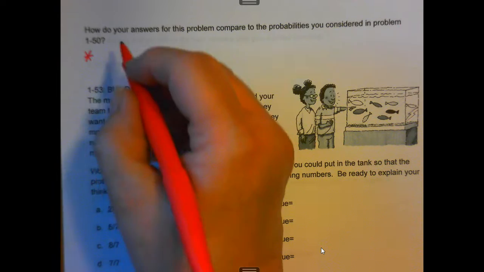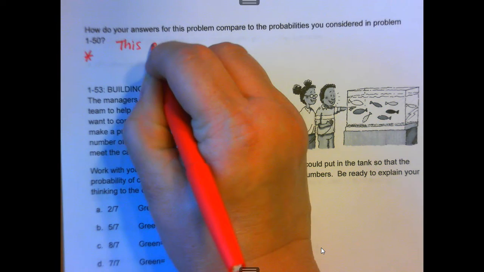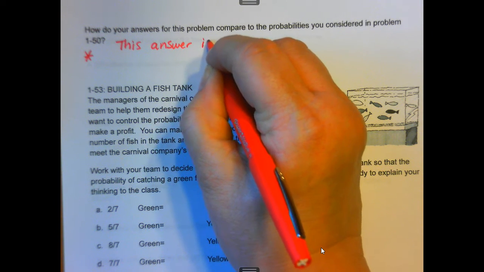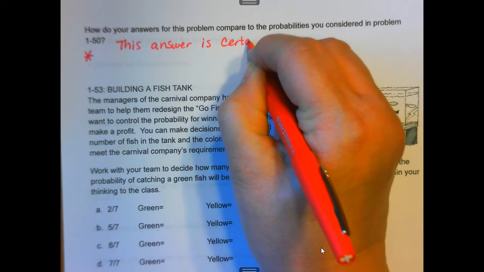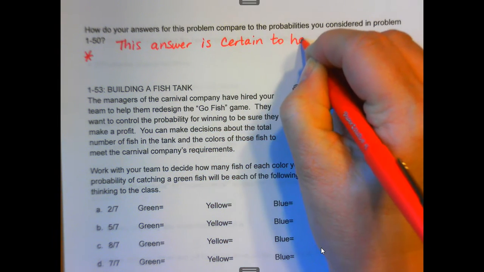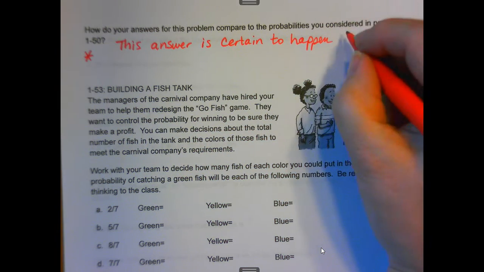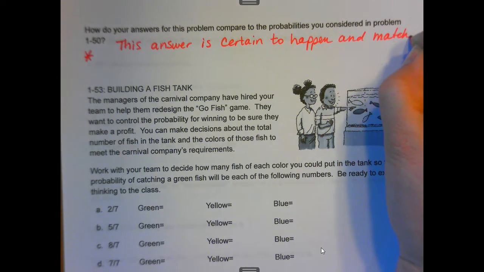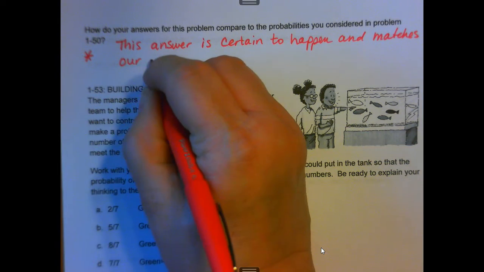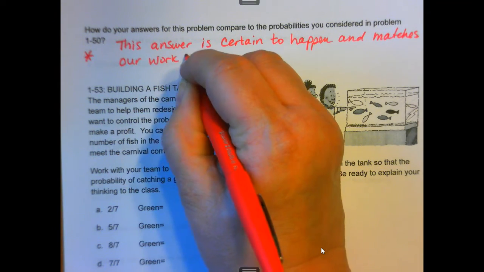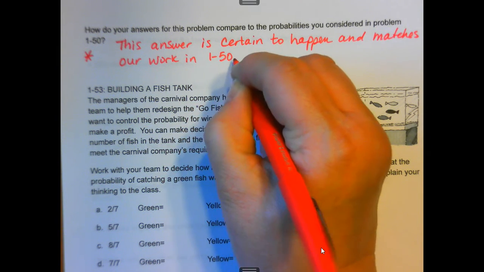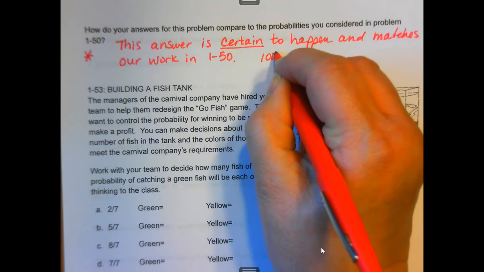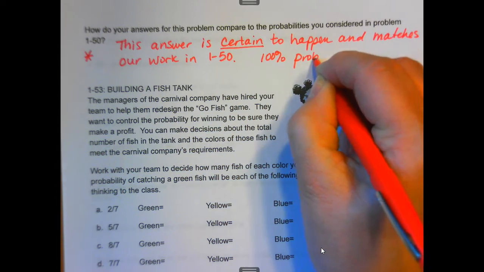So I would say that this answer is certain to happen and matches our work in 1-50. Certain to happen, 100% probable.